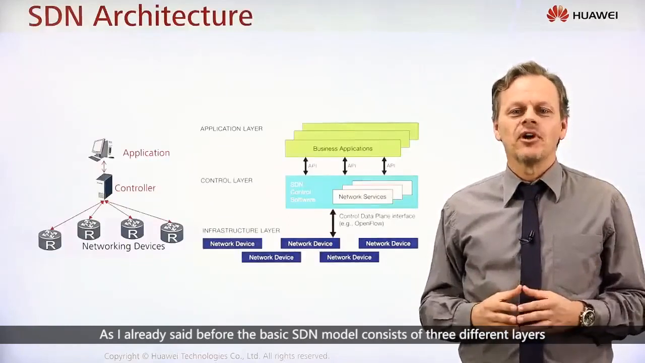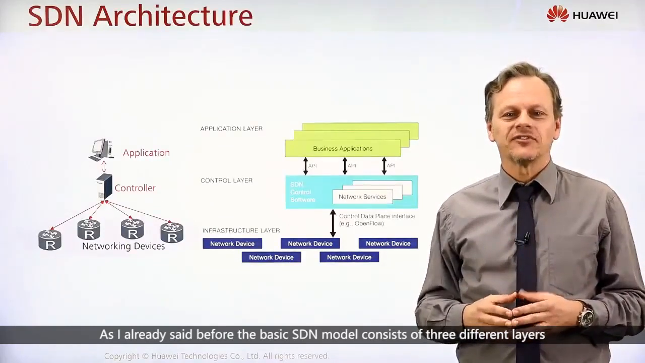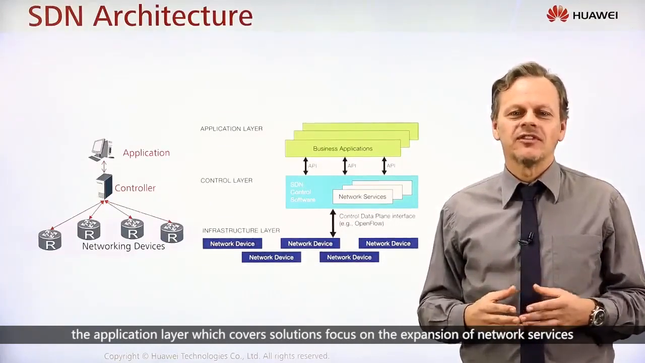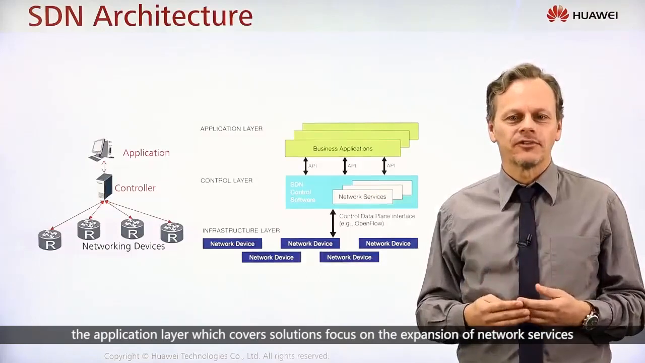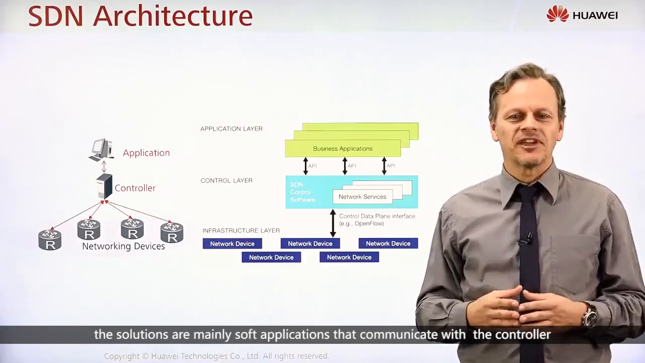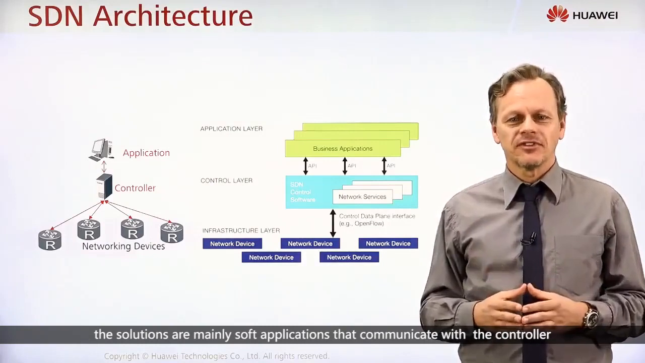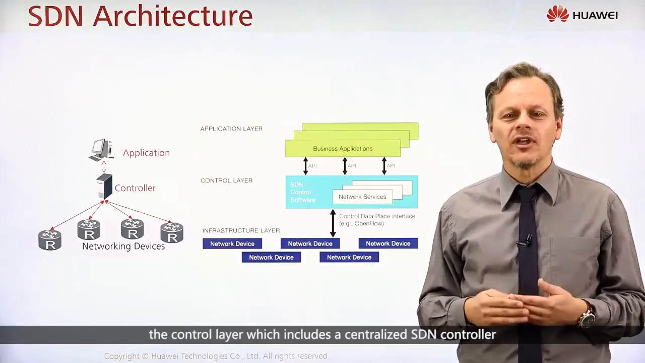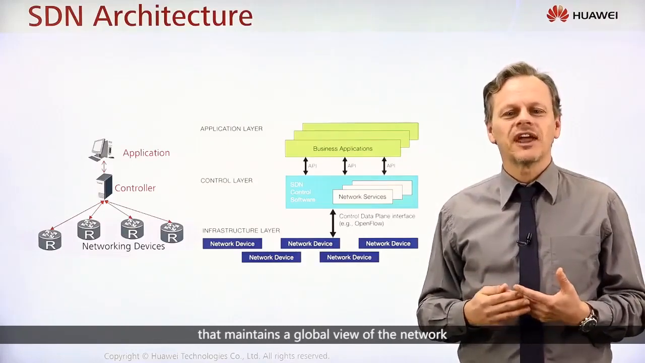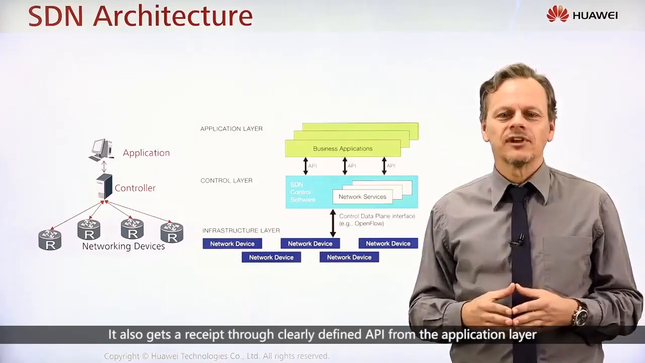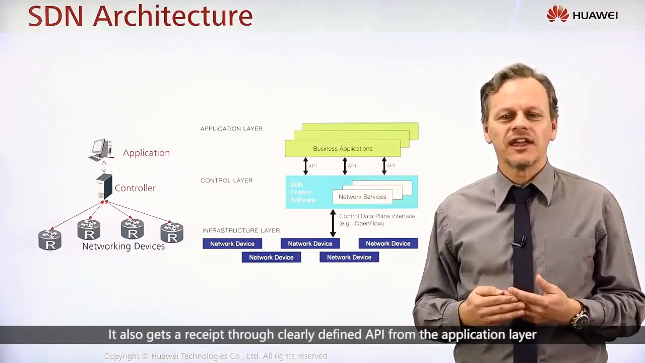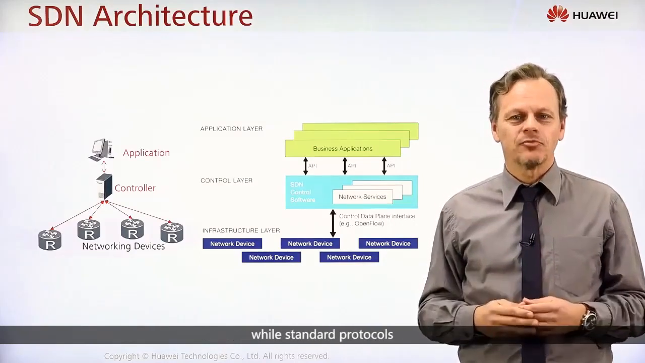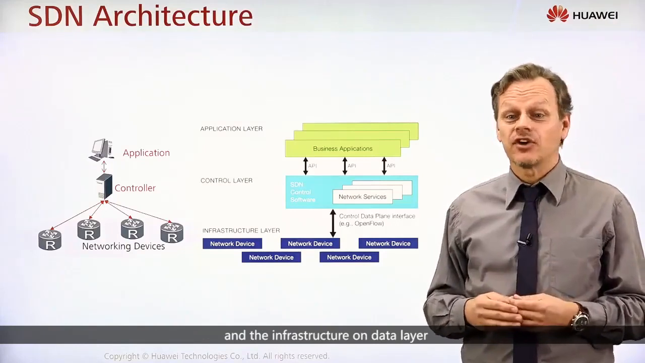As already said before, the basic SDN model consists of three different layers. The application layer, which covers solutions that focus on the expansion of network services. These solutions are mainly software applications that communicate with the controller. The control layer, which includes a centralized SDN controller that maintains a global view of the network. It also gets requests through clearly defined APIs from the application layer and performs management and monitoring of network devices via standard protocols.